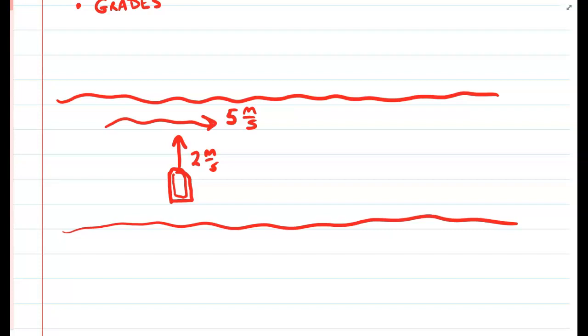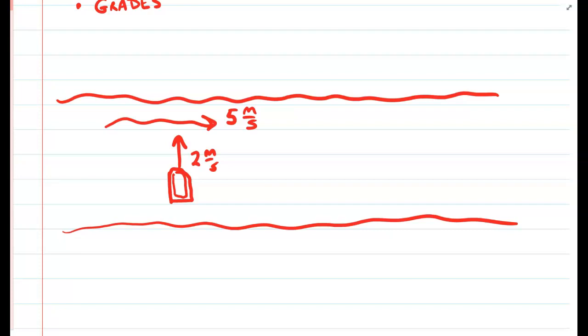Now, what is velocity again? It's speed with a direction. The river is moving 5 meters per second to the right. For the river, the magnitude is 5 meters per second, and the direction is to the right. See, vector, magnitude, direction. The magnitude's 5 meters per second, and the direction is to the right.